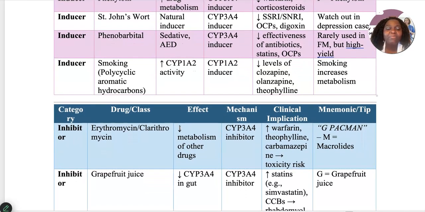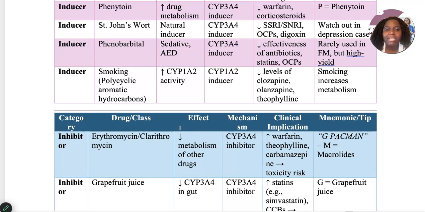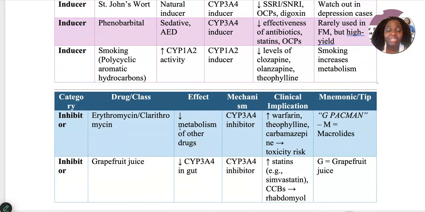What about phenobarbital? Phenobarbital is a sedative agent to start with, and it can definitely decrease the effectiveness of antibiotics, statins, and OCPs. So imagine somebody on antibiotics and also on phenobarb, and as clinicians, we're not paying attention. Guess what? The patient may die from a mega infection just because there is another drug on board that is diminishing the efficacy of the antibiotics.